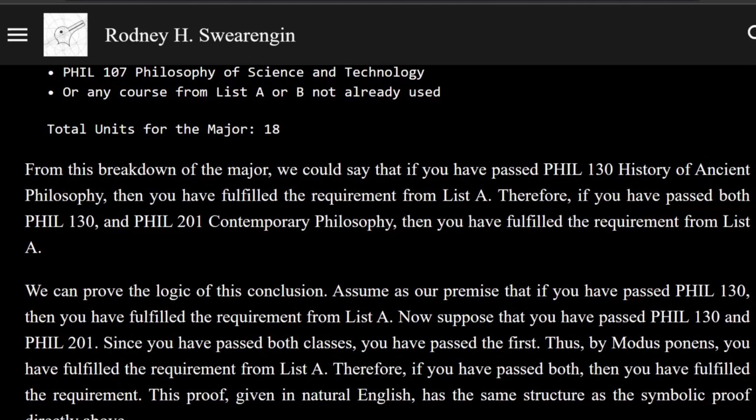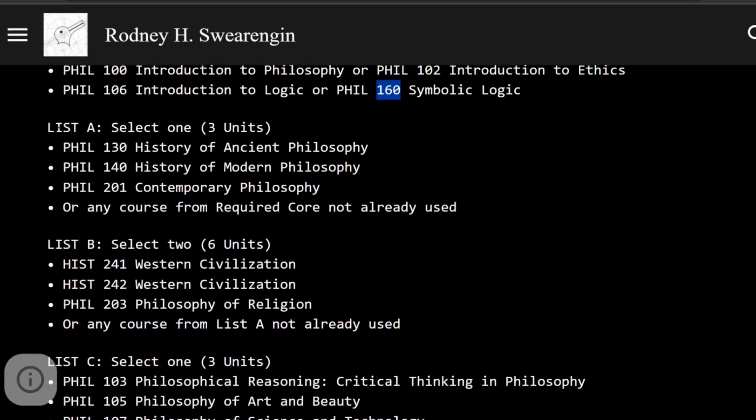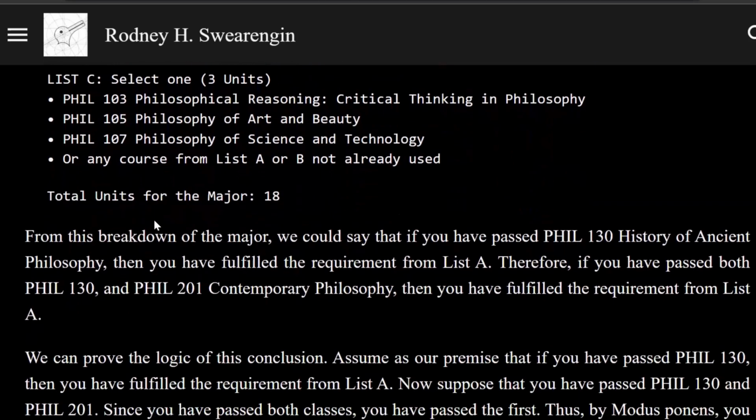From this breakdown of the major, we could say that if you have passed Philosophy 130, History of Ancient Philosophy, then you have fulfilled the requirement from list A, right? It says select one. And Philosophy 130 is on this list. So if you've done 130, then you've fulfilled the requirement for list A. That's our premise in this argument.